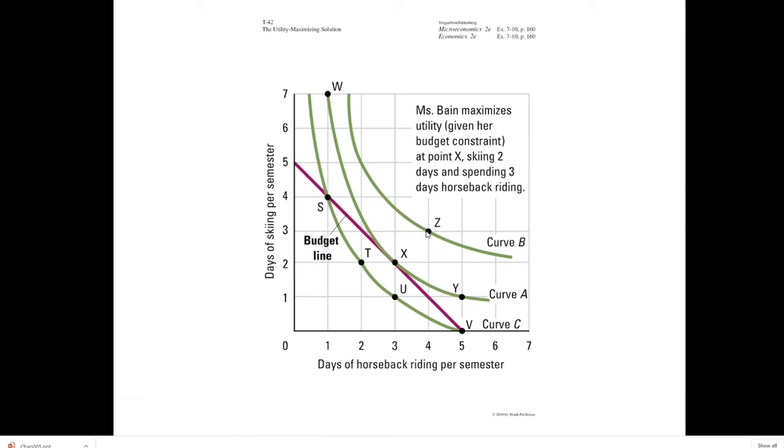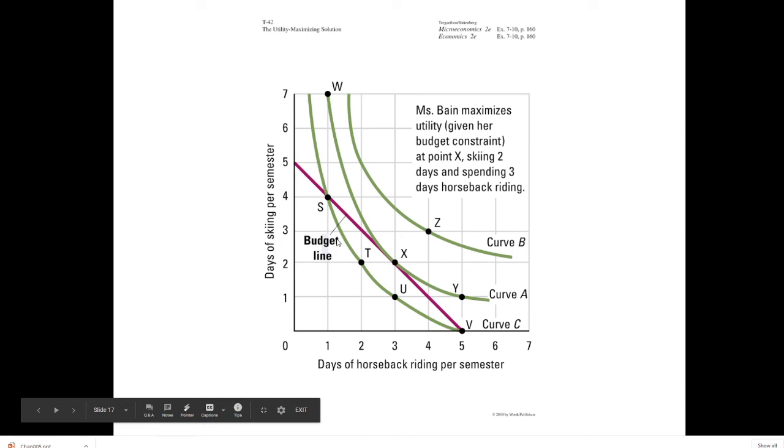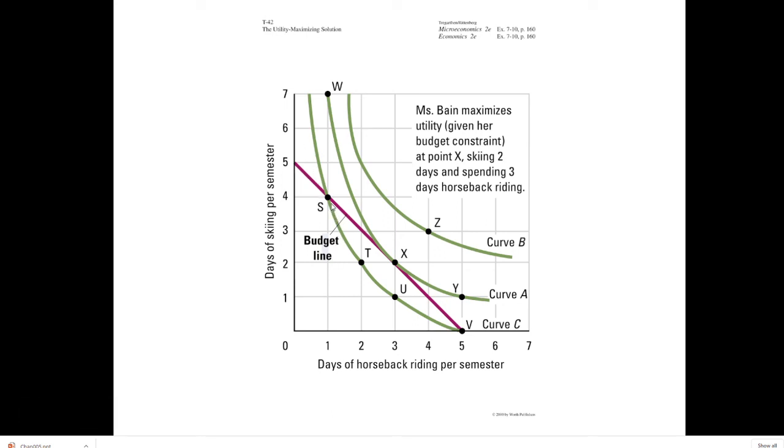Would I prefer 3 and 4, which is point Z? Sure, can't afford it. Could I do 4 days and 1 day? Yes, I could afford it, but I wouldn't get as much satisfaction as 2 and 3. And 2 and 2, I have money left over, and it's not giving me the satisfaction. All right. So basically, what you really want to focus on with these curves is further to the right gets us more satisfaction, and when it's tangent to the budget line, that's where we're going to pick. Right, so we would pick point X here.